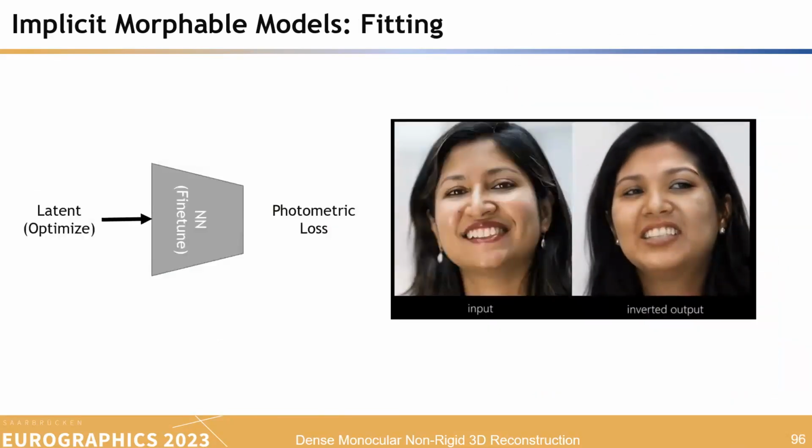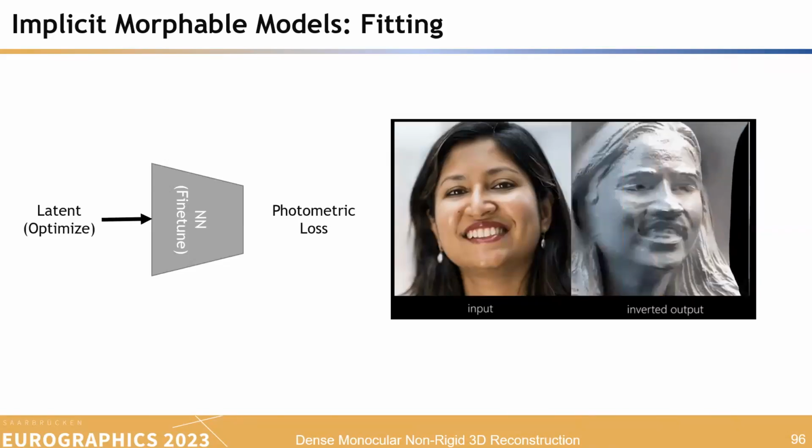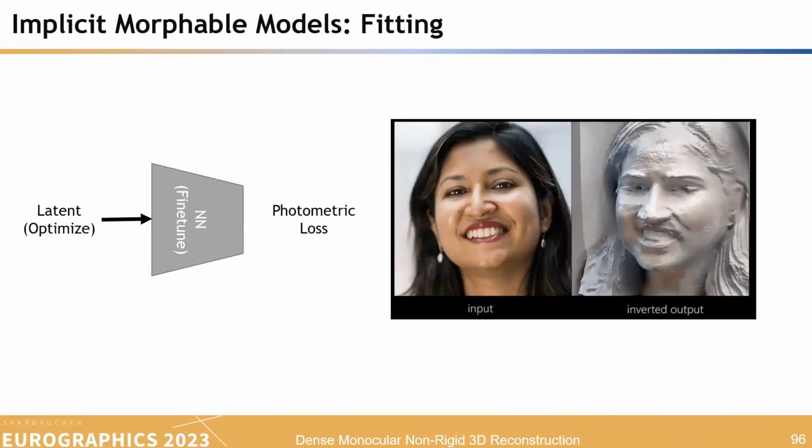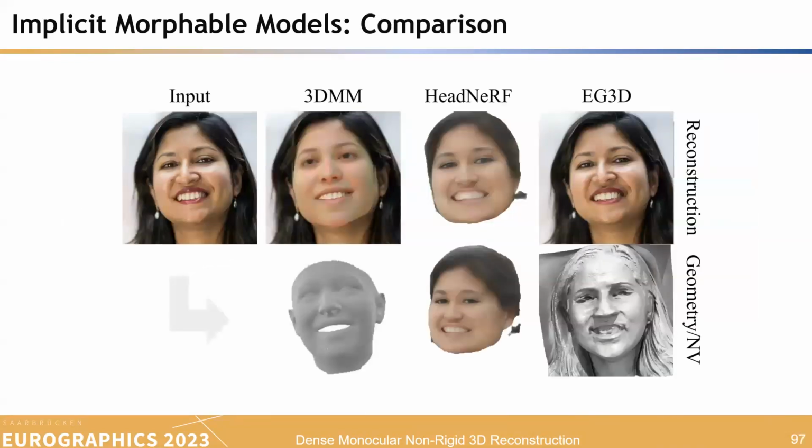Once you have these implicit models learned, reconstruction typically involves, given an input image, optimizing the latent code while keeping the neural network fixed. Some methods also fine-tune the parameters of the neural network to get much more detail. Here are some comparison results across different categories. For example, with 3DMMs, it's hard to model hair. HeadNeRF, which is trained with supervised training, tends not to generalize well to novel test scenes, whereas EG3D, which is trained in an adversarial manner, seems to get high quality details, including hair.